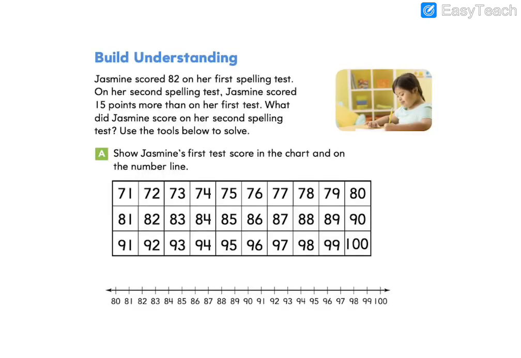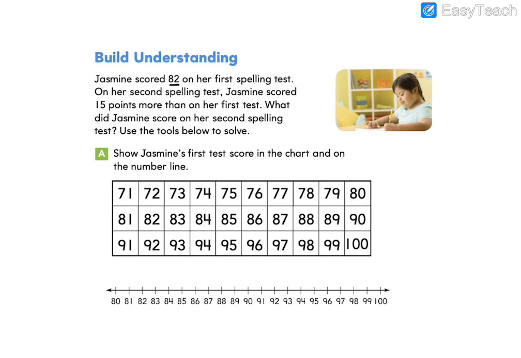Let's look at the Build Understanding problem on page 236. Jasmine scored 82 on her first spelling test. On her second spelling test, Jasmine scored 15 points more than on her first test. What did Jasmine score on her second spelling test? Use tools below to solve.